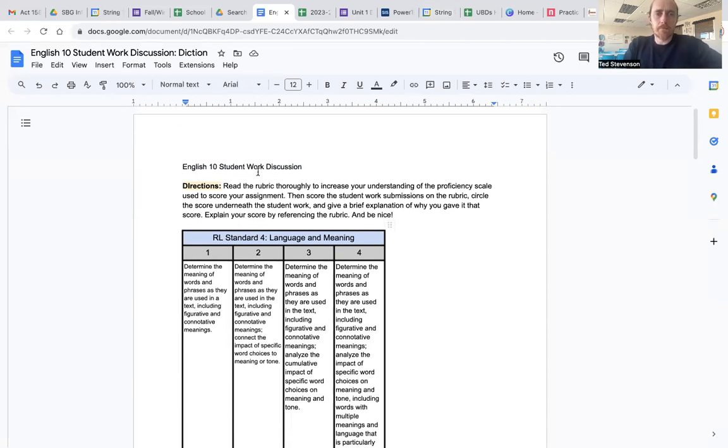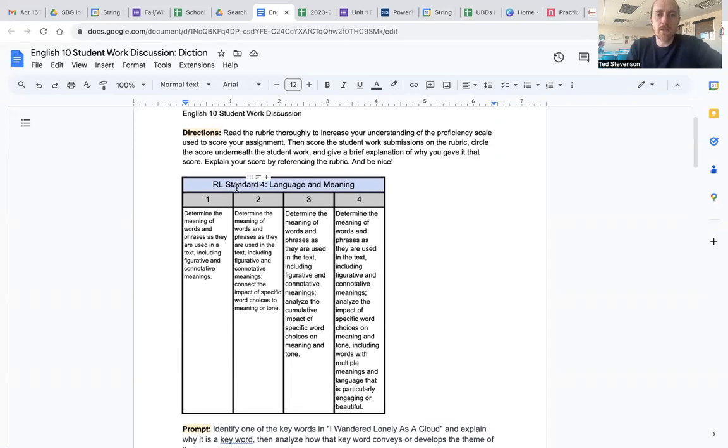Okay, this assignment is called English 10 Student Work Discussion, and this is using real student work samples to talk about the proficiency scale and to help students think about what a 1, 2, 3, 4 level work looks like. Okay, so the standard we're focusing on is Reading Literature Standard 4, as written by the Department of Education. Okay, the three column is considered mastery, and that is taken directly from the language in the standard as written for 10th graders by the Department of Education.